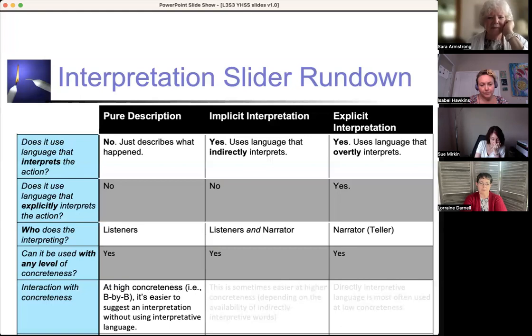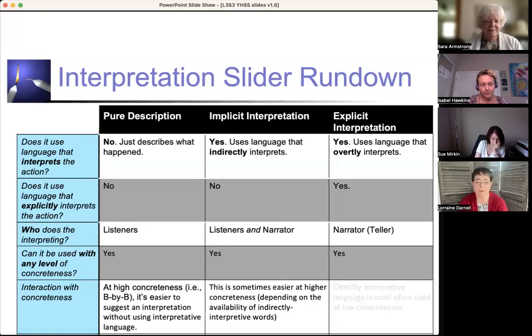If you get highly concrete and do enough of it, it's starting to have some of the effect of implicit interpretation. Okay, implicit interpretation. This is sometimes easier at high concreteness, depending on the availability of indirectly interpretive words.